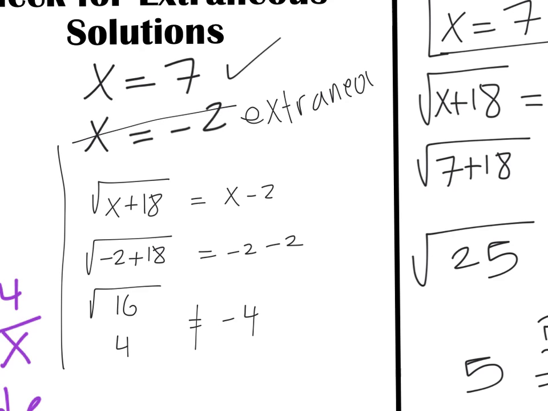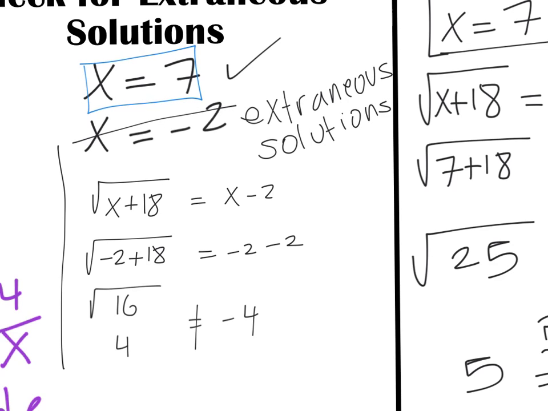Extraneous solution means we solved and we got x equals negative 2 as one of the solutions, but when you plugged it back into the equation, it didn't work. So that's why it's called an extraneous solution. So the only acceptable solution is x equals 7.